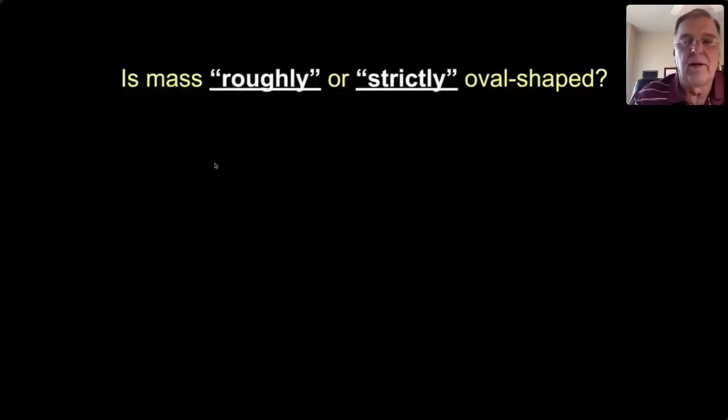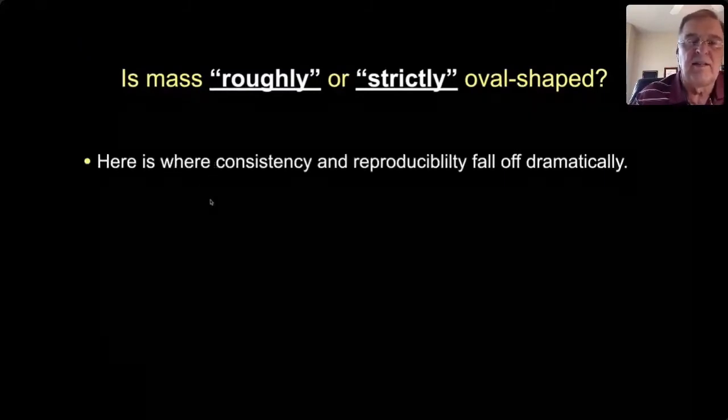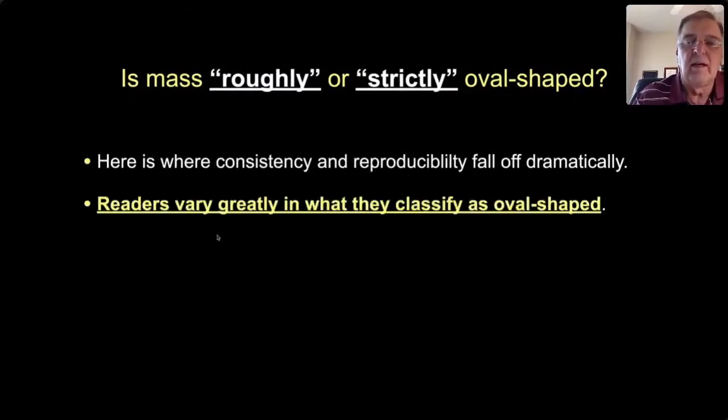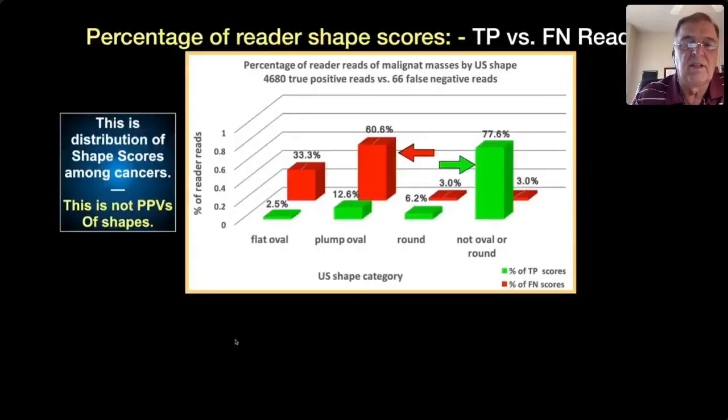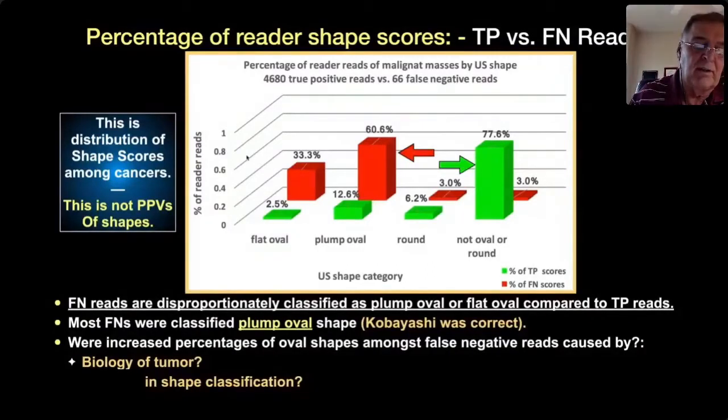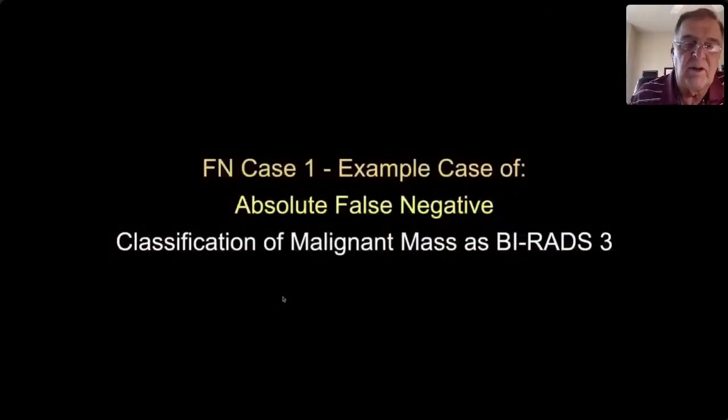Now, what's really important is whether a mass is roughly or strictly oval-shaped. And here's where the consistency and reproducibility fell off dramatically. Readers varied greatly in what they would classify as oval-shaped. And this was a major contributor to false negative classifications. So triple negatives in particular, and mucinous carcinomas in particular, and papillary carcinomas in particular, can be oval-shaped and circumscribed. So let me show you a case. False negative case 1. Absolute false negative, meaning that readers called this BI-RADS 3 when it was malignant.